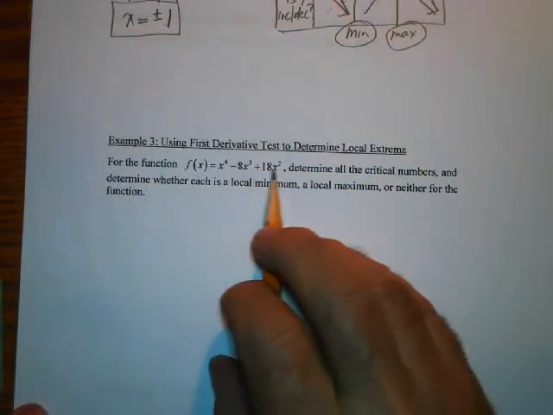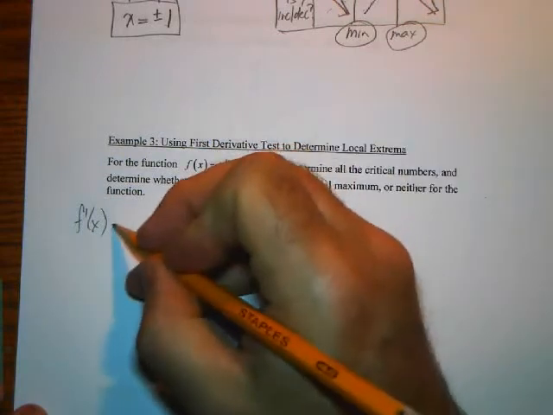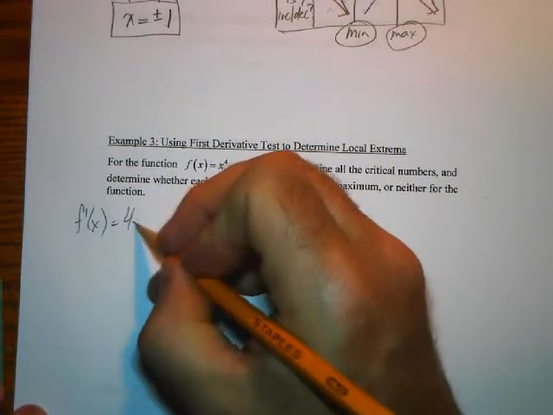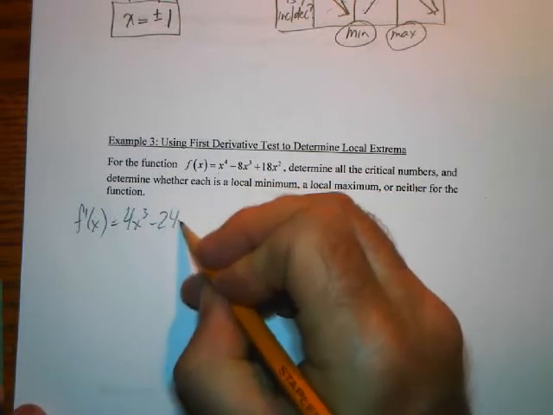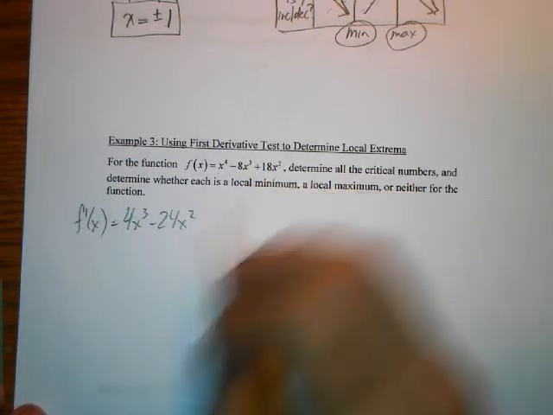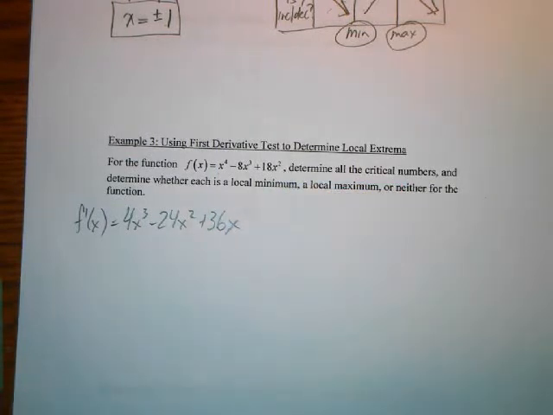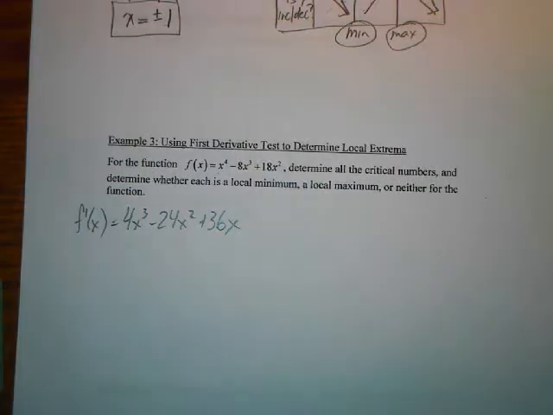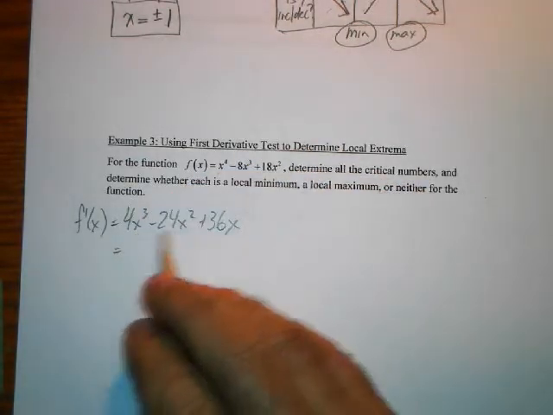So this is back to a polynomial. f prime of x is equal to 4x cubed, minus 24x squared, plus 36x. All right, now if you want to find the zeros, this one we're a bit lucky because we've got x's in them all, so definitely I can factor out 4x.